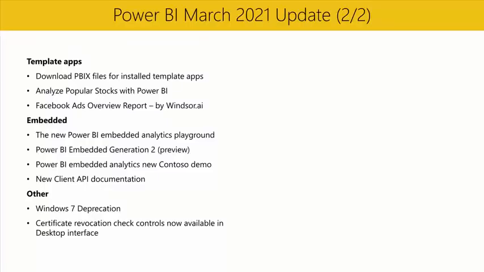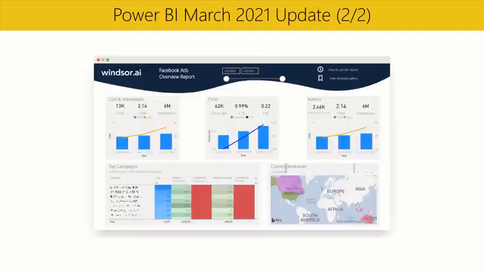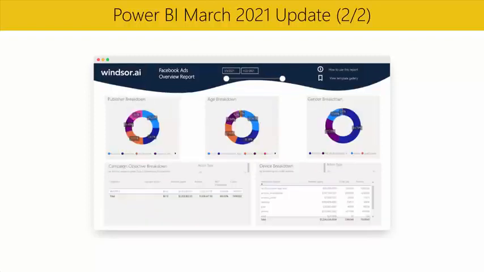The other new template app is the Facebook Ads Overview Report by Windsor.ai. This template app helps advertisers and marketers connect Power BI to the Facebook Ads Insights API. The app contains a connector, so to get started, all you need is access to a Facebook Ads account. As with other templates, this app offers automatic data refresh, and you can set a date range to get historical data. You'll see 2 visually rich report pages full of insights about campaigns and ad sets, and a variety of breakdowns including by country, age, gender, and more.